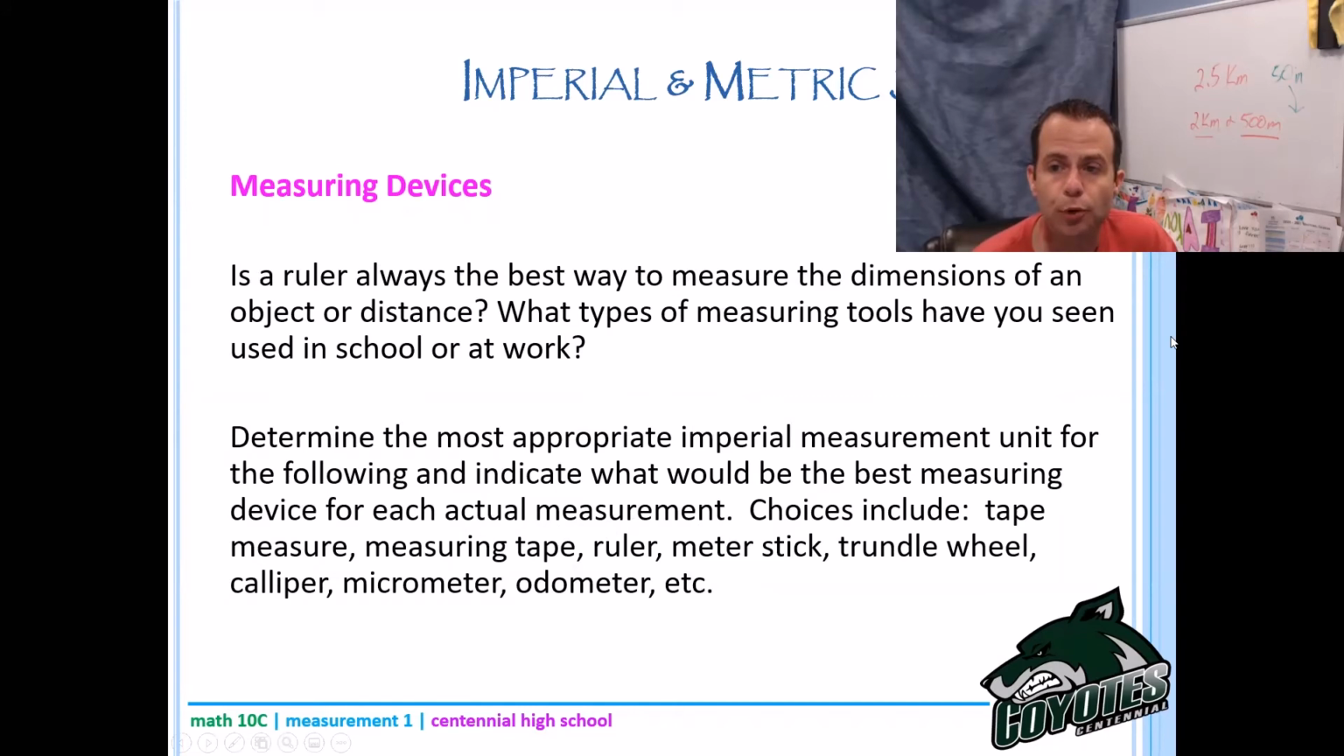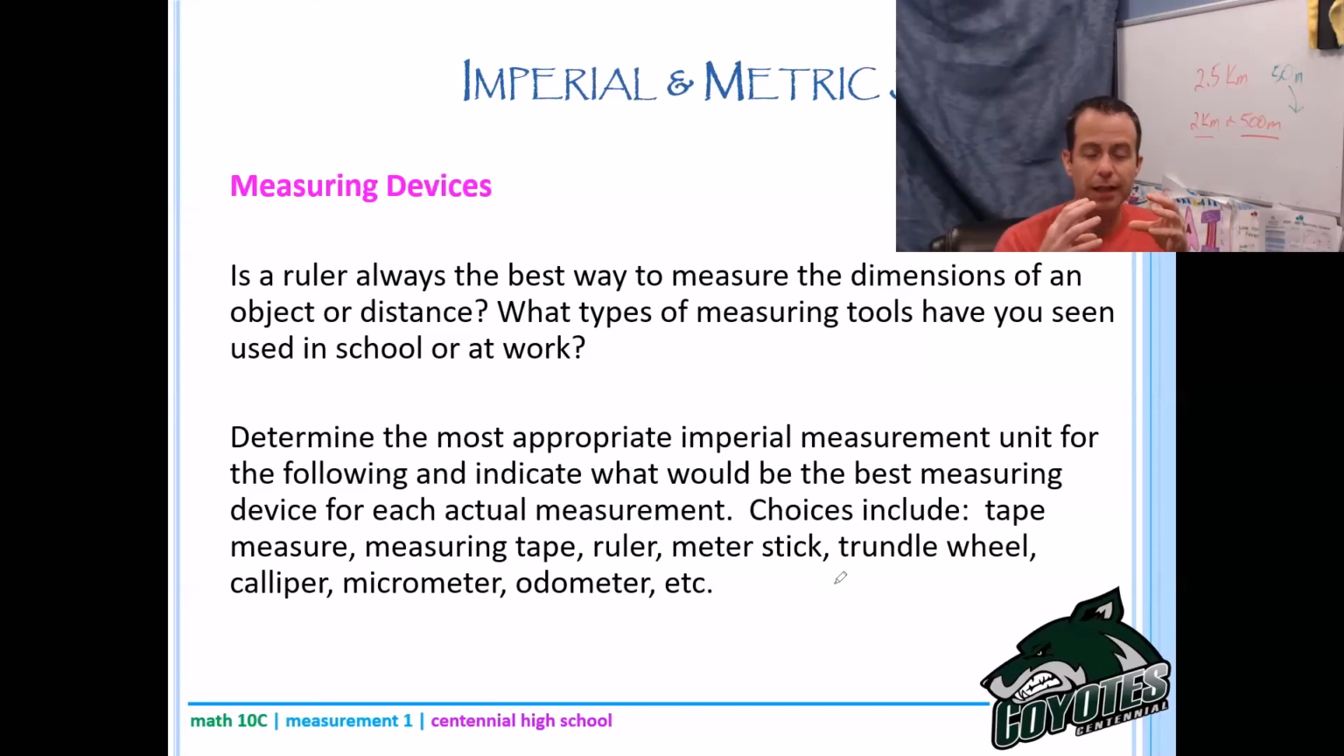Determine the most appropriate imperial measurement for the following. So your choices include a tape measure, a measuring tape, a ruler, a meter stick, a trundle wheel, a caliper. Calipers and micrometers are used to measure small things, and often calipers are used to measure depth. So it's almost like a vice, but you can put it on the insides instead of the outsides. Micrometer, and then an odometer is what measures your kilometers traveled in a car.